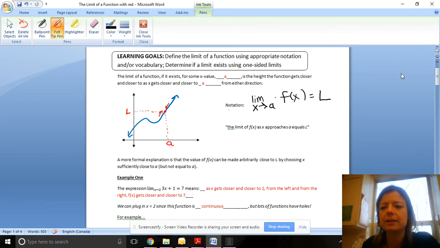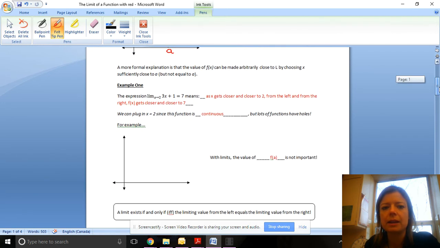Okay. So a more formal explanation is that the value of f at x can be made arbitrarily close to L by choosing x sufficiently close to a but not equal to a. So for example, the expression the limit as x approaches 2 of 3x plus 1 equals 7 means as x gets closer and closer to 2 from the left and from the right, f at x gets closer and closer to 7.